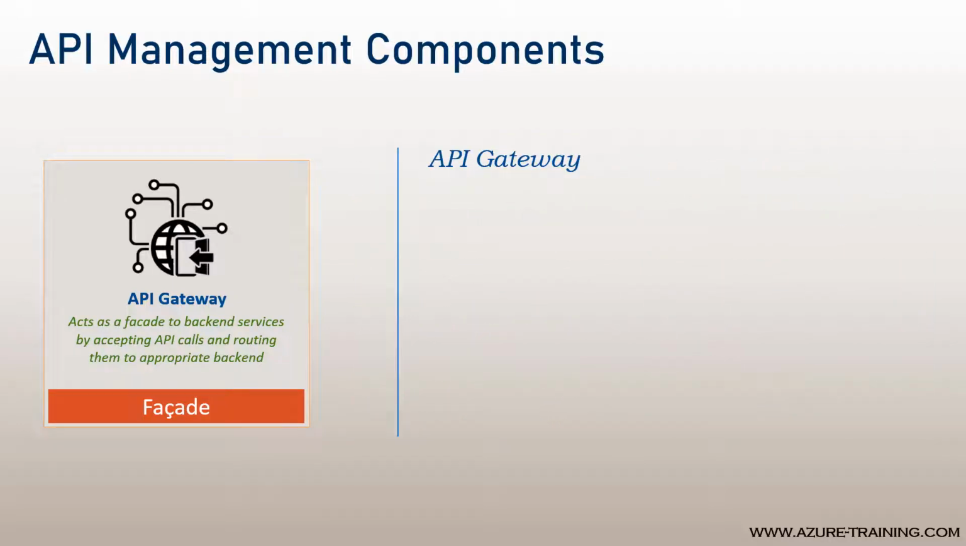Okay? So the first one is the API gateway. Specifically, the gateway acts as a facade, as I've already told you multiple times, for the backend services, and it accepts the API calls and then routes them to the appropriate backend APIs. It also verifies the API keys and other credentials, such as the JSON Web Token, which is the JWT token, and the certificates presented with the requests for authentication purposes.